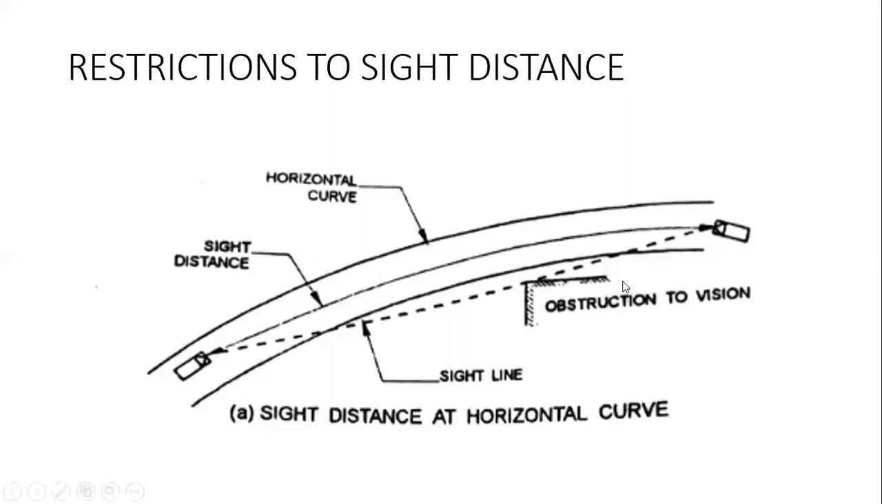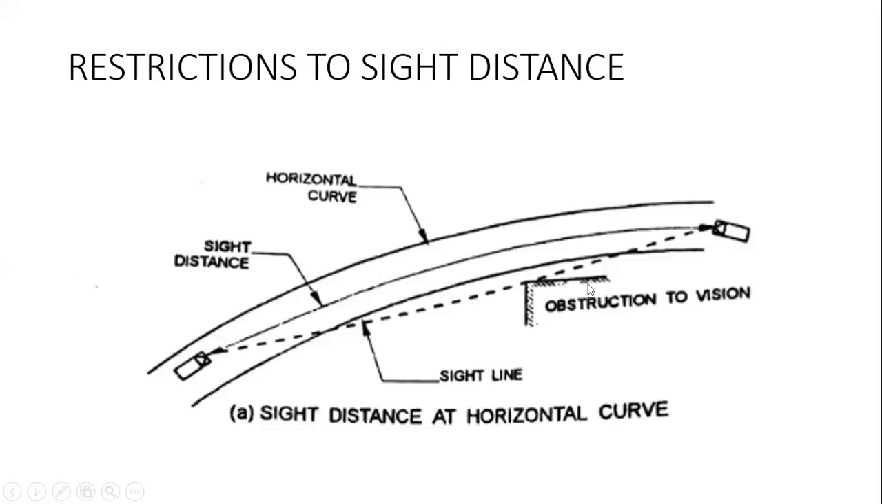So that obstruction is denoted here. You can see the obstruction here, just shown as a rectangle. That can be in the form of bushy trees, as you can see there. So what happens to the driver? Because of this obstruction, the drivers on both sides will not be able to see the vehicles coming from either side. This driver on the left side will not be able to see the driver coming from the right-hand side, and similarly vice versa.